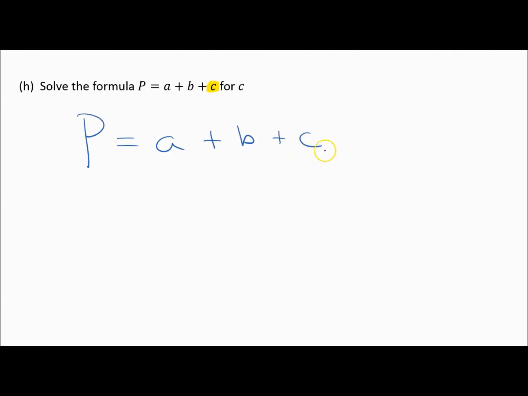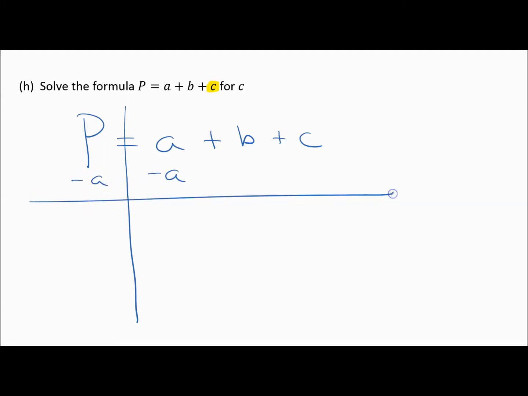I want to leave this C alone. I want to get rid of the A and the B. So let's draw our line through our equal sign. Let's get rid of the A first. The A is being added to C, so to undo addition, I subtract. On the left, I don't know the value of P and A, so I'm just going to write P minus A is equal to, and on the right, the A's cancel, and I still have B plus C.